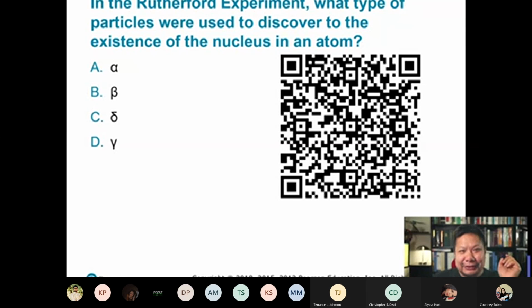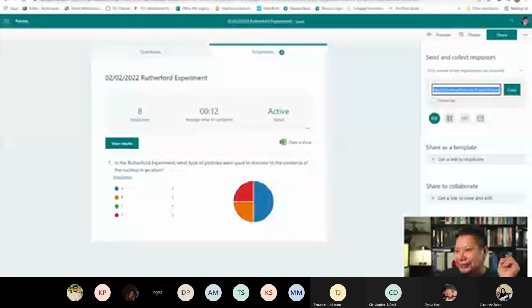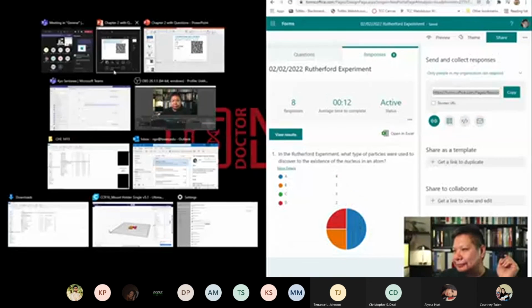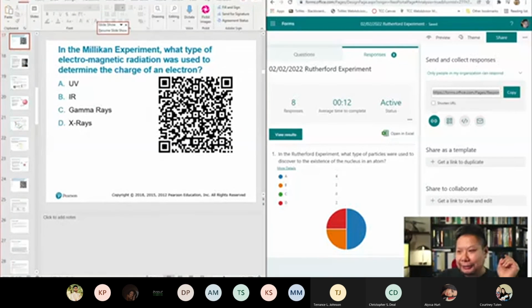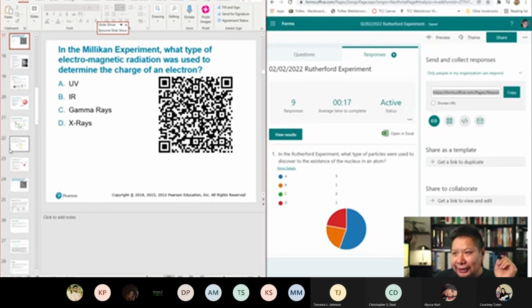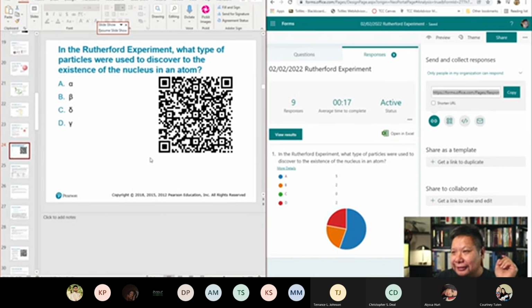All right, I think enough people have answered. So here is the breakdown right here. Most of you got that one correct. Wait, hold on a second. That's the wrong question. There it is. Most of you got the answer correct because the answer is indeed alpha particles.